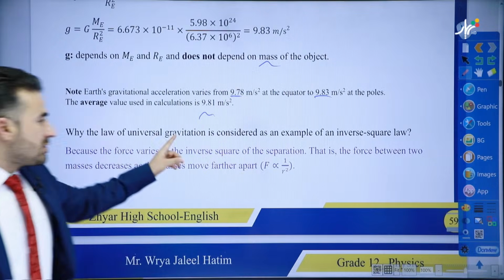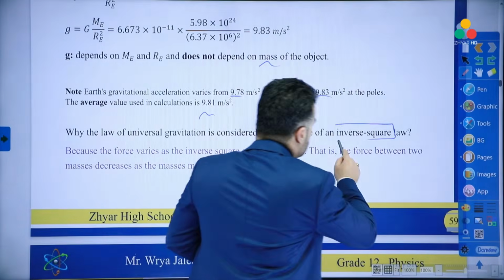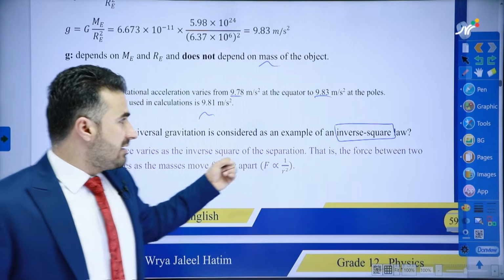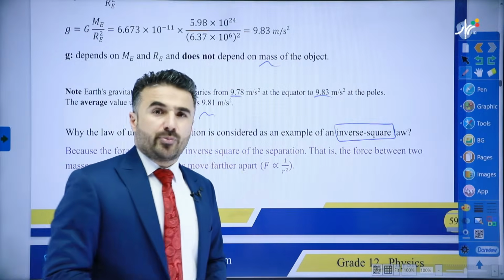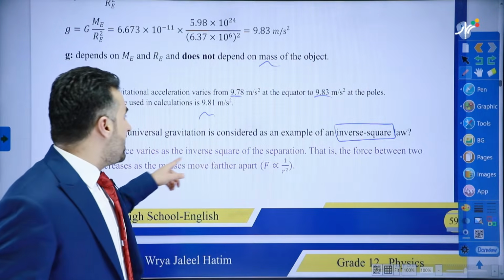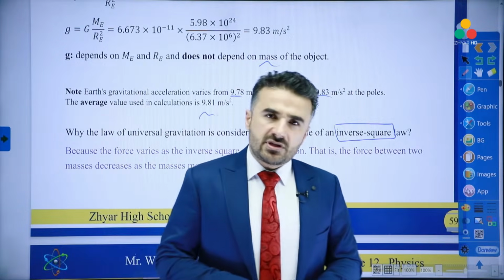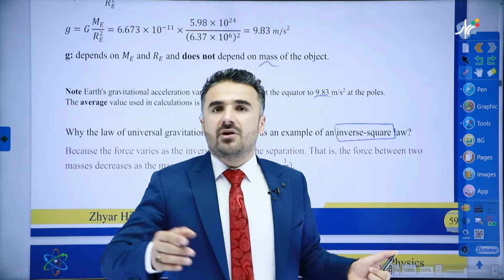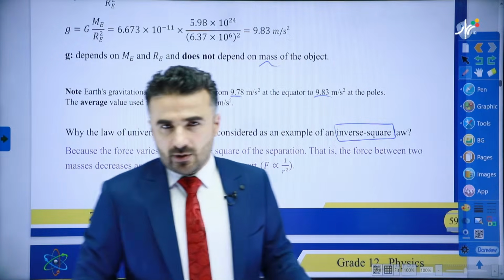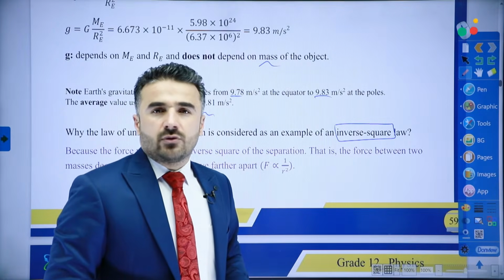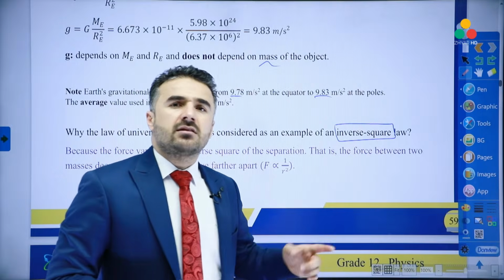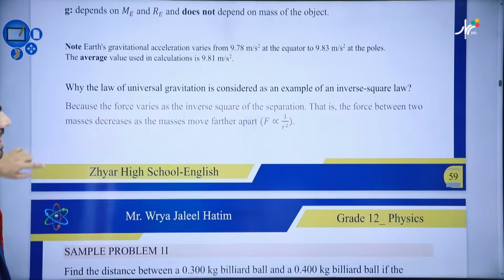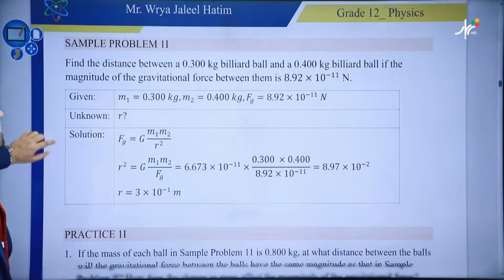It says, why is the law of universal gravitation considered an example of the inverse square law? So the answer would be, I think it would be pretty obvious now, because the force varies as the inverse square of the separation. So it's not just that the force changes when the distance changes. No, it is with the distance squared. And it is also the inverse of that. So it's not directly proportional, it is inversely proportional, and not just inverse, it is the inverse of the square of the distance. Of course you can see this is because the force between two masses decreases as the masses move further apart.